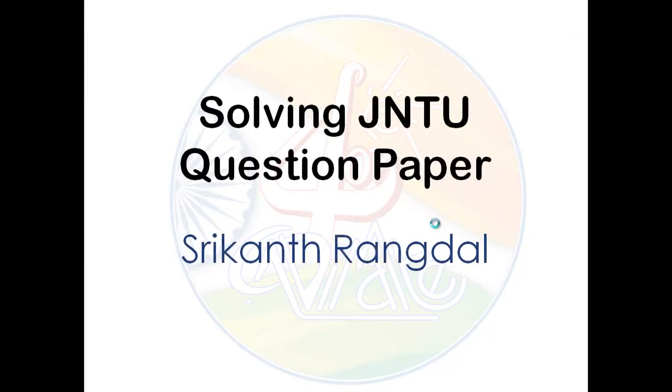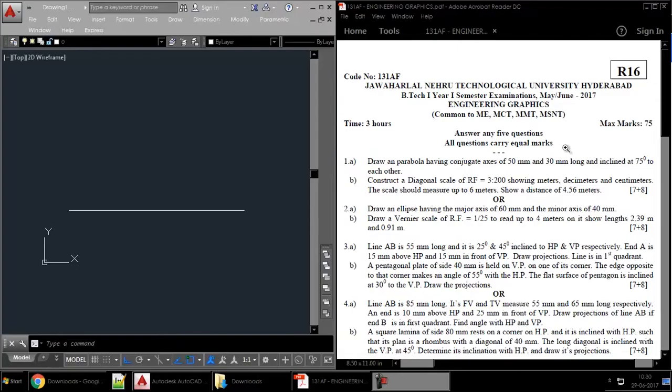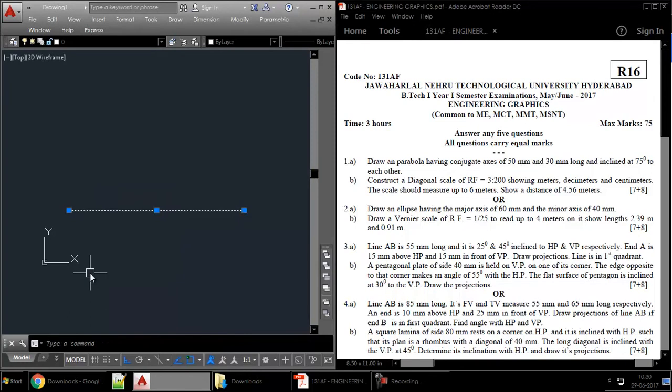Question paper using AutoCAD. Let's directly jump to the first question. The first question reads, draw a parabola having conjugate axes of 50mm and 30mm, inclined at 75 degrees to each other. So first we have to draw a horizontal line of 50mm, and then the second conjugate axis is of length 30, inclined at 75 degrees to the horizontal.